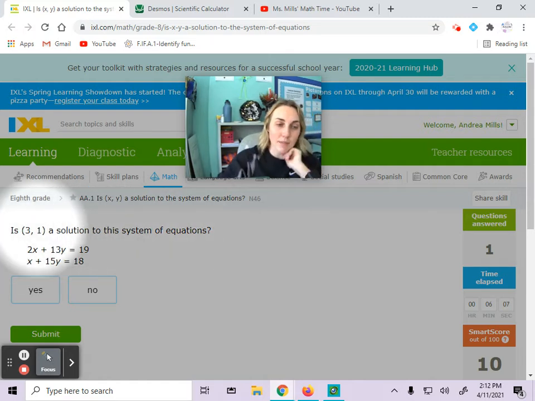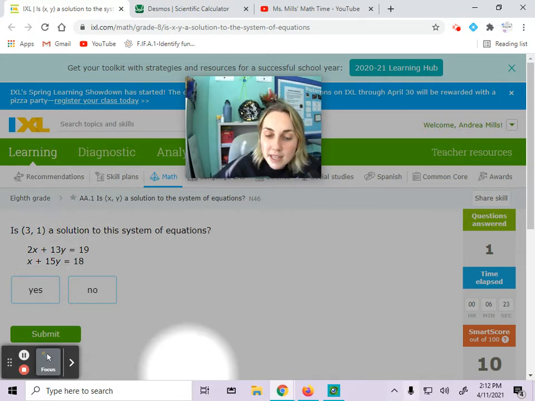Alright, same thing. I'm going to write down my ordered pair. My ordered pair is 3 and 1. And I'm going to write down my equations. I have 2x plus 13y is equal to 19. And then I have x plus 15y is also equal to 18.